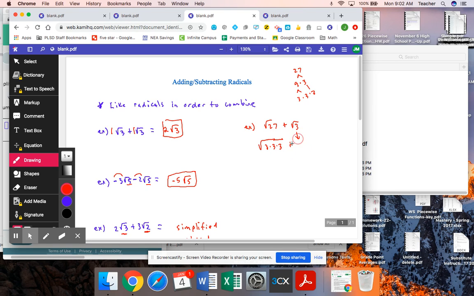Plus, let me bring this one down, the square root of 3. Now, in simplifying radicals, remember, if it's a square root, I'm looking for pairs. So I can pull that 3 out, and I still have the square root of 3. And then I have this one, which is just the square root of 3. Now I do have like radicals. And remember, this is a 1. So I have 3 plus 1, or 4 square roots of 3.